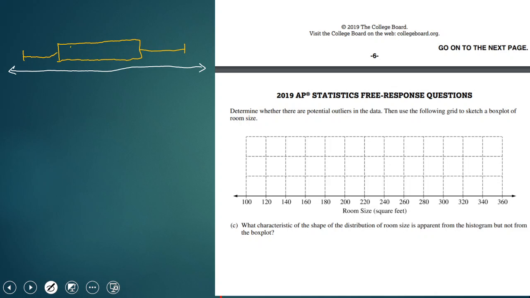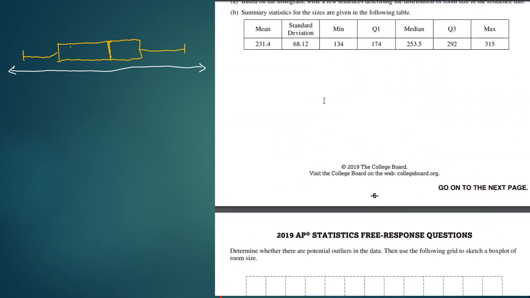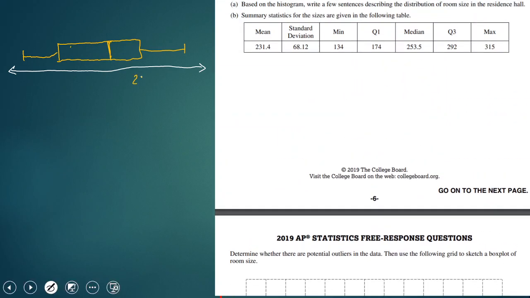Oh, and then keep in mind that a box and whiskers plot also has the median. Not the mean involved anywhere, but the median is present. So the median is approximately over here. It's a little bit shifted to the right compared to the center. And then, yeah, you just label. This definitely isn't to scale, but you'd say, okay, this is 292, this is 315, this is 253.5, this would be 174, and this would be 134.